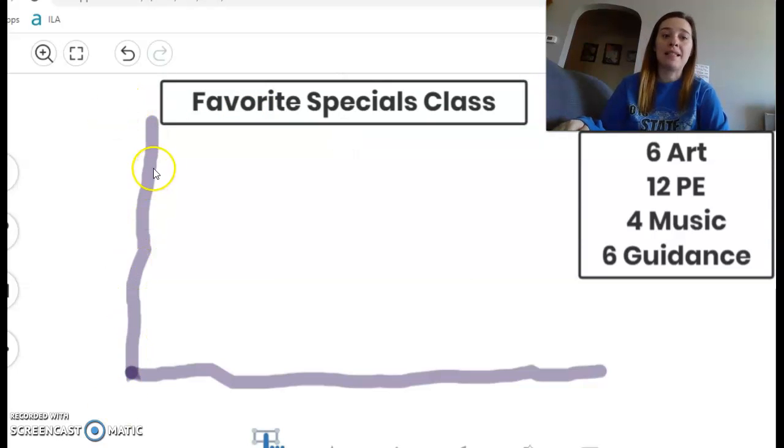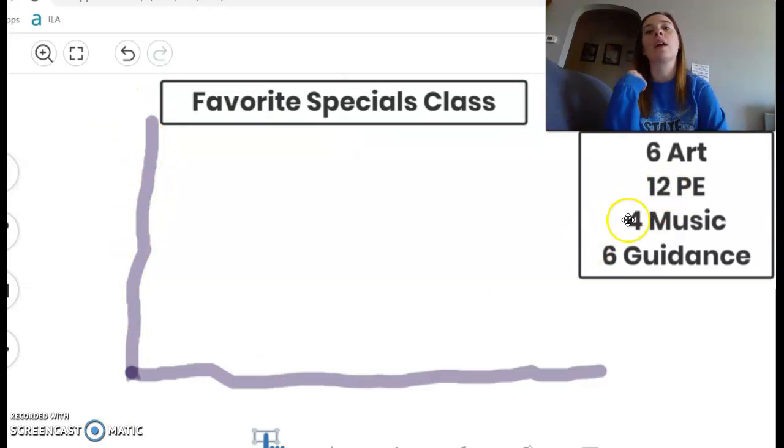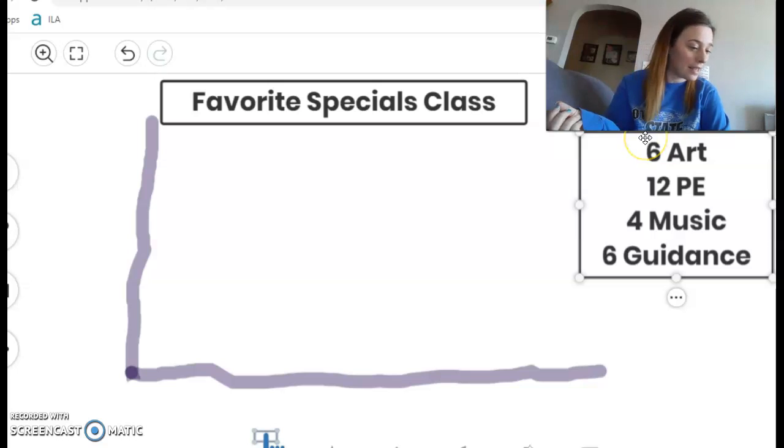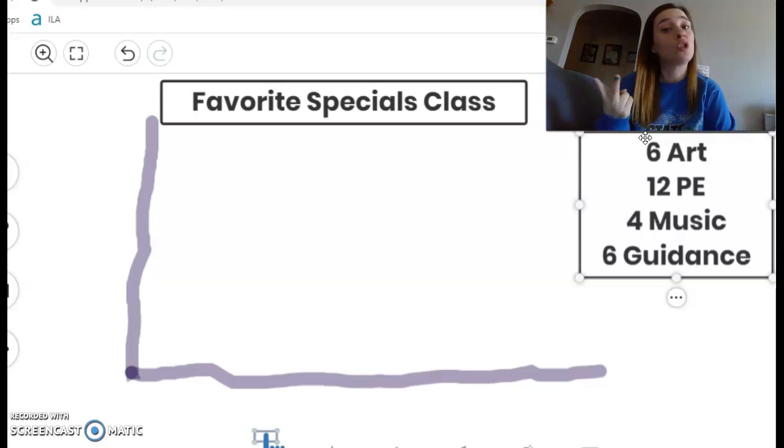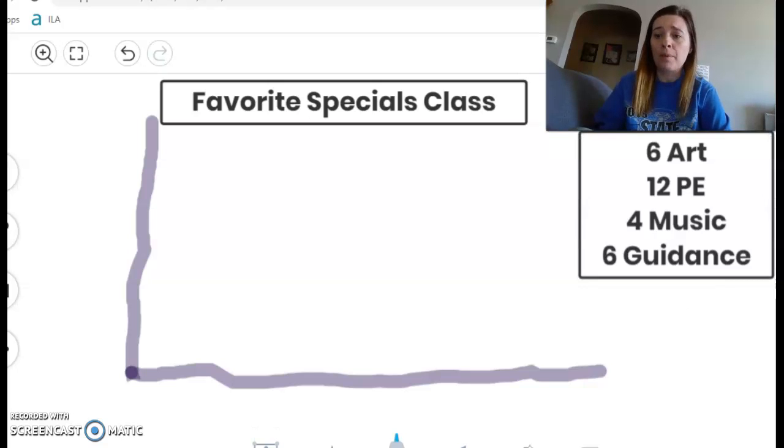Then I need my scale over here. So let's look at my numbers. I have 6, 4, 12, and 6. I could go up by 1s or I could go up by 2s. I have to have my chart go up to 12. So you know what? I think we're going to count by 2s on this one. I think that you will be able to do that.